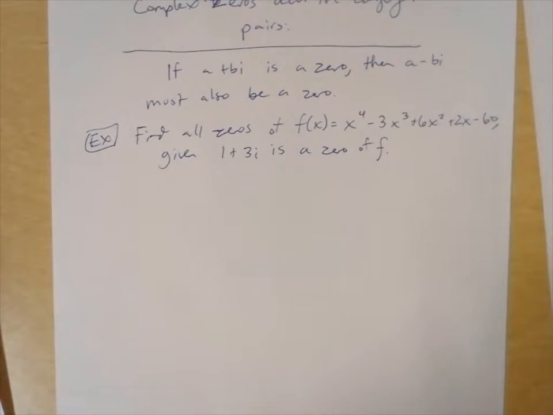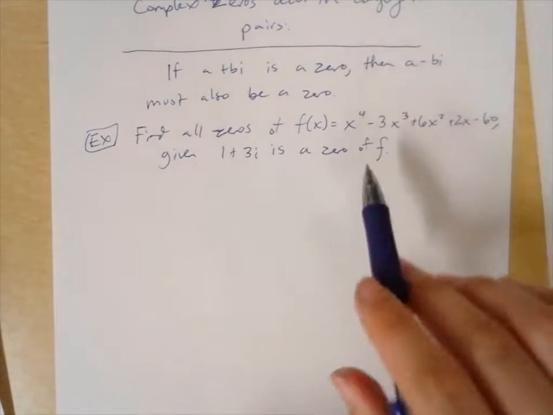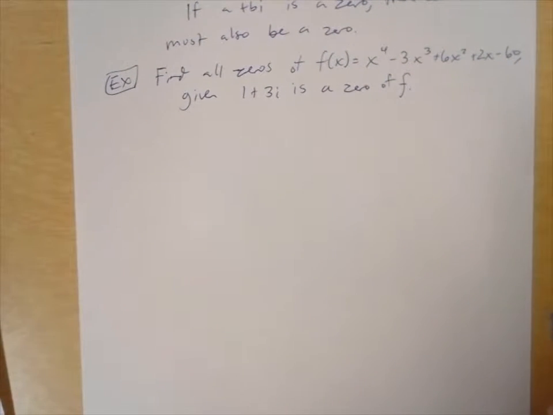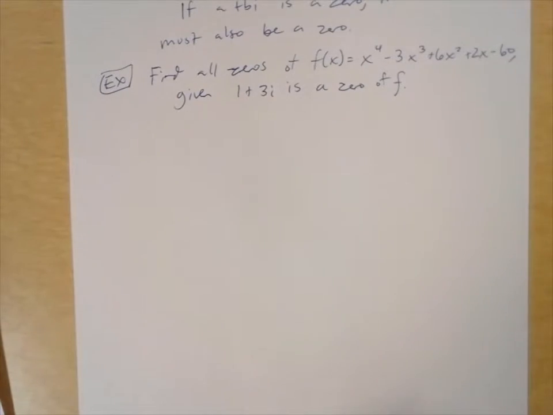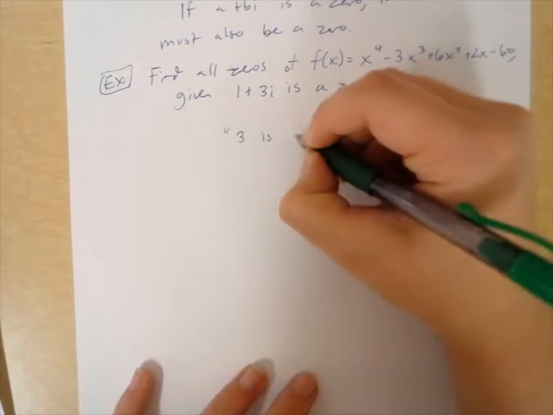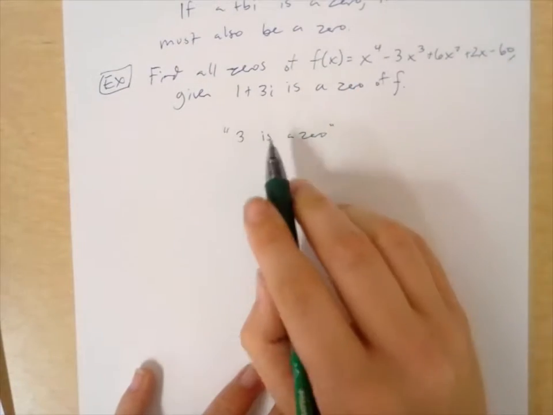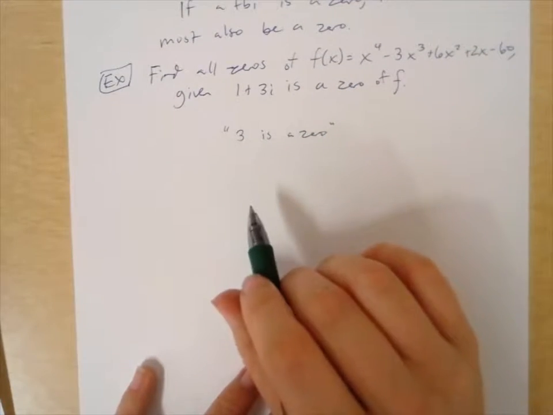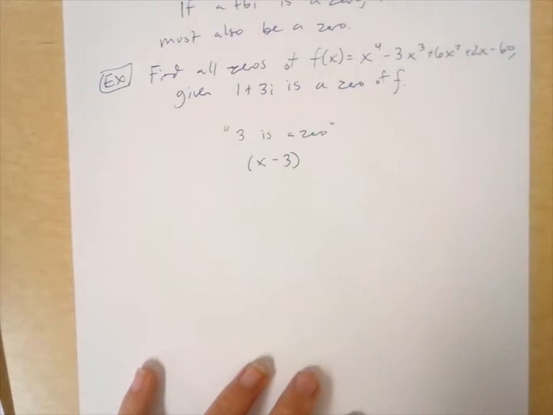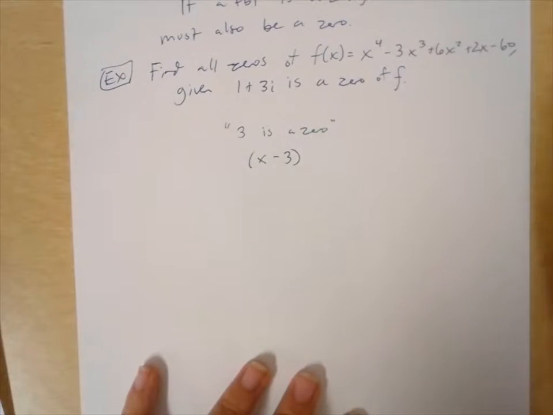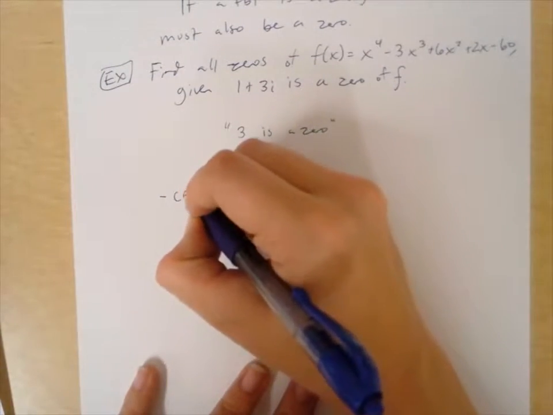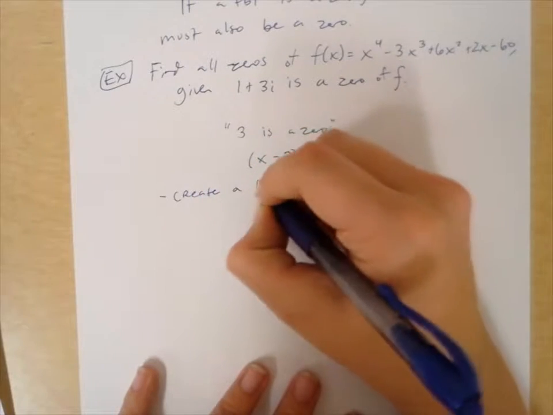What we can use from this statement is that if we know a zero, we also know a factor. So if we were given the statement that, let's say, 3 is a zero, we can use this information to create a factor, and the factor we would create would be x minus 3. We're going to use that same strategy, and we're going to call this creating a factor.